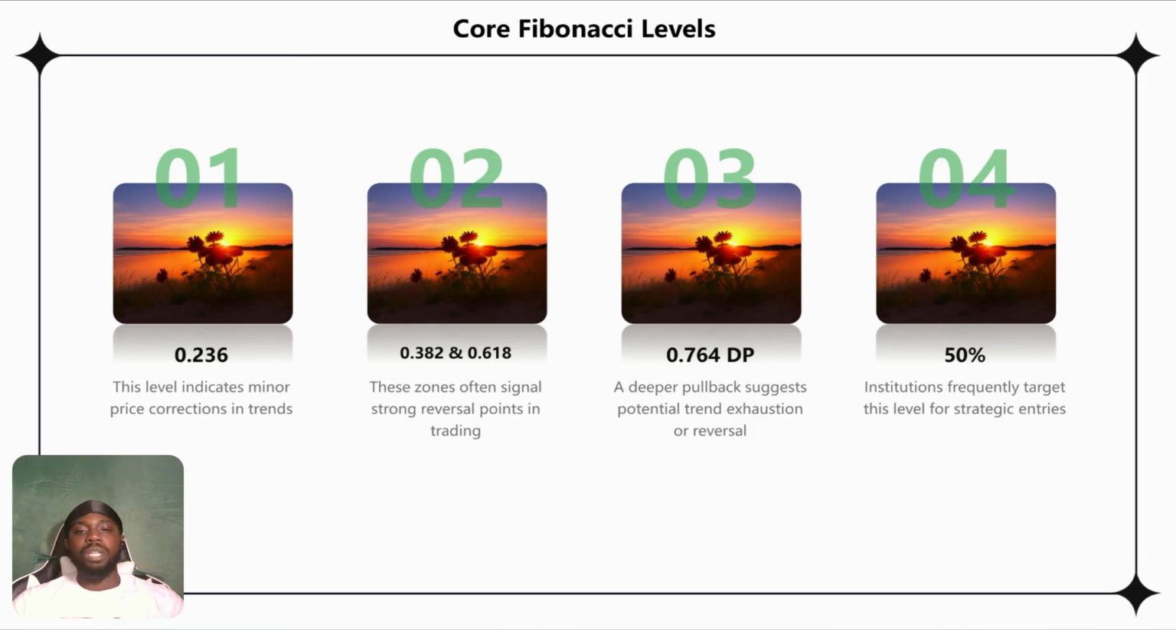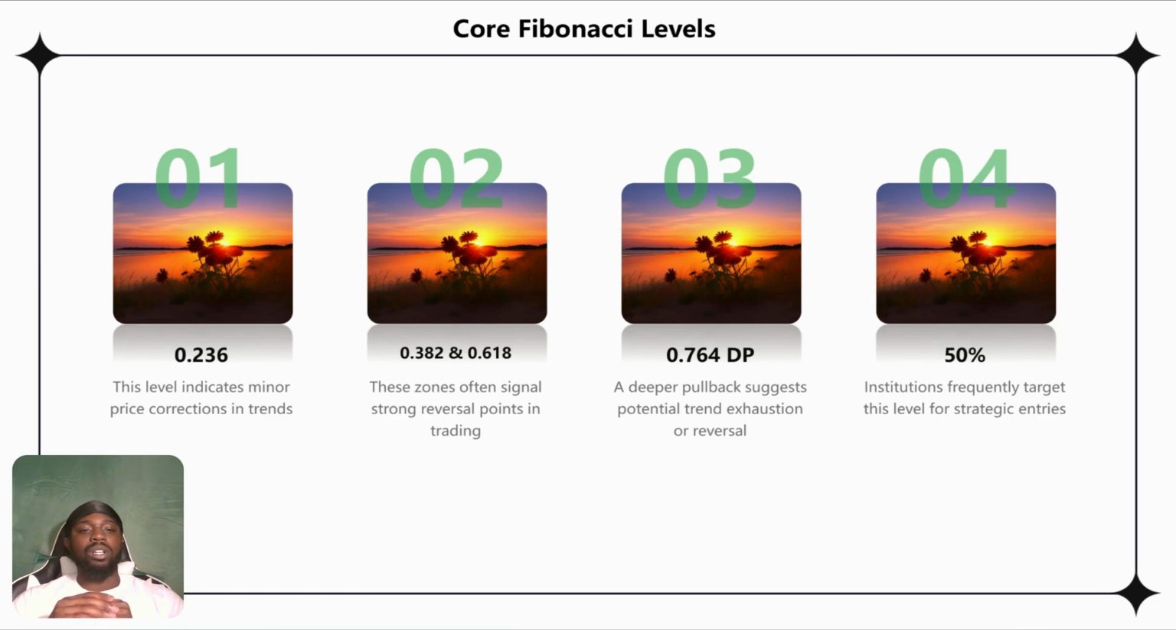So first we have the 0.236. This level indicates minor price correction and trends. We have the 0.382 and the 0.618. These zones often signal strong reversal points in trading, and a deeper pullback, which indicates the 0.764, is a potential trend exhaustion or reversal.